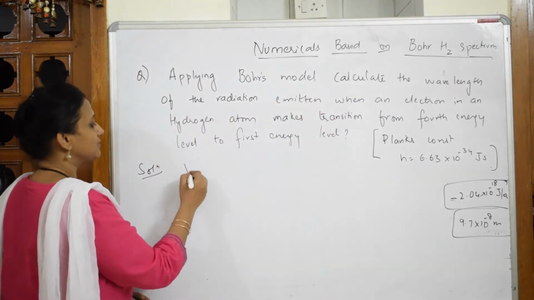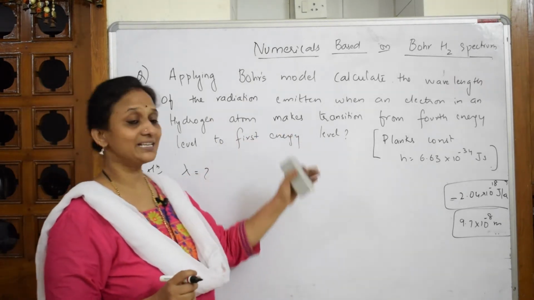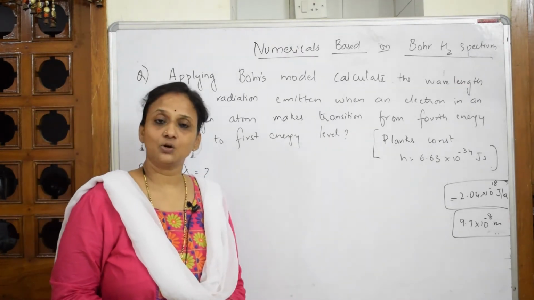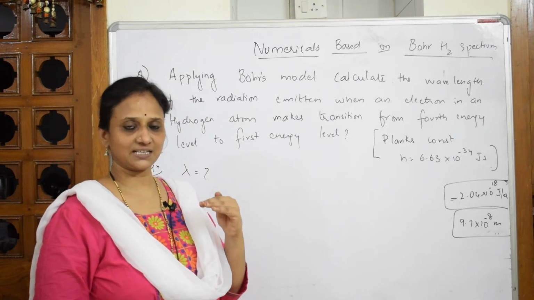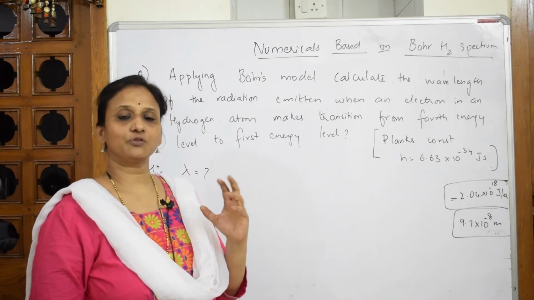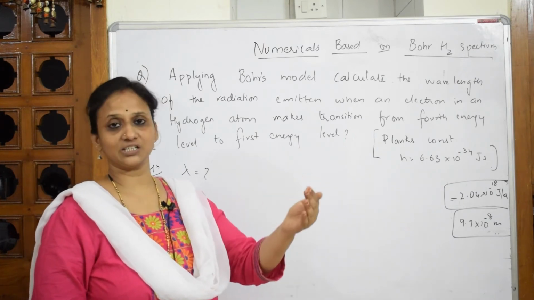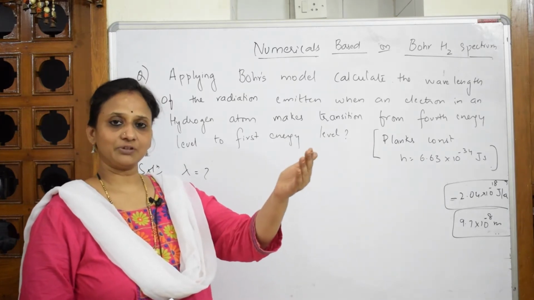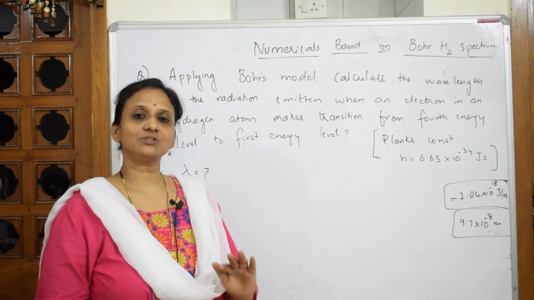I need to find the wavelength emitted when an electron in a hydrogen atom makes a transition from the 4th energy level to the 1st energy level. There are two energy levels. The electron first absorbed one photon of energy from n1 is equal to 1 and got excited to the 4th energy level. After some time, it has lost its energy, and from the excited state it has come to the ground state. Fine. So I need to calculate the wavelength.